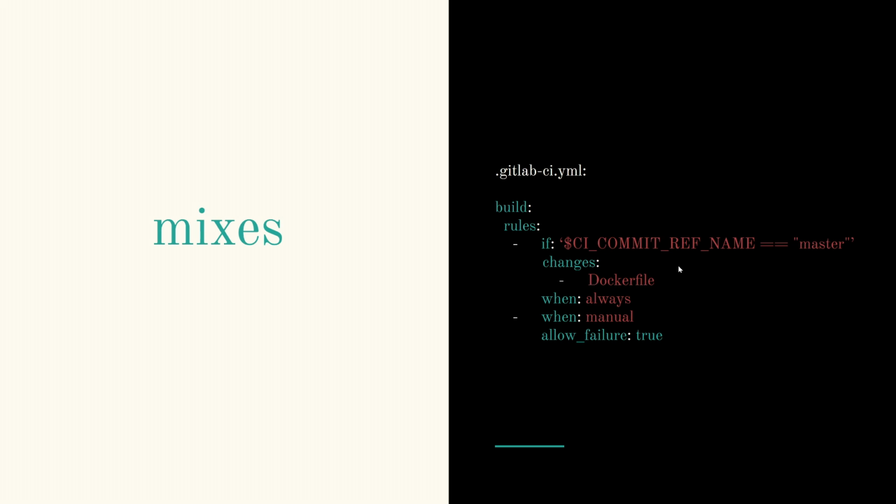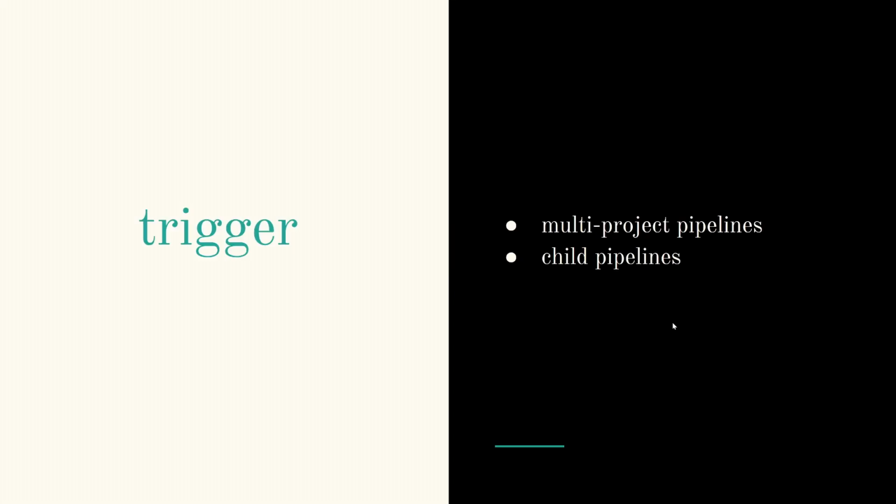In this example, the first rule checks if it's a master branch and if there is a change in Dockerfile. So if you push your code on master and there is a change in Dockerfile, then the job will be spawned. If you push something on master branch, but there is no change in Dockerfile, then the first rule evaluates to false and we go to the second rule, the default one, and the job will be manual. Next keyword, trigger. With this keyword, you can define a downstream pipeline trigger.